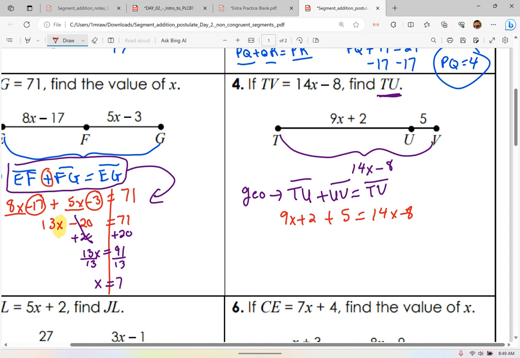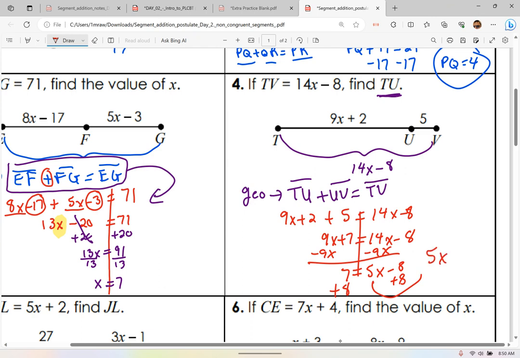Okay, and then we do some algebra. And we get 9x plus 7 equals 14x minus 8. Get your x's on the one side. Okay, 7 equals 5x minus 8. Add 8 to both sides. And then we have 5x equals 15, x equals 3. So now we have to plug this in to find TU. So 9 times 3 plus 2. 9 times 3 is 27. 27 plus 2 is 29. And that is what TU is.